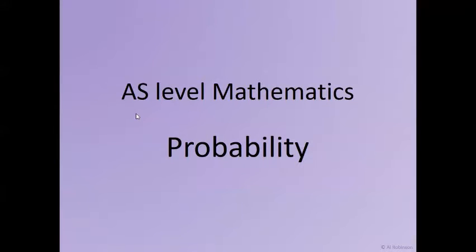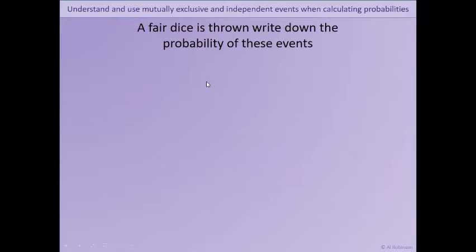Okay, so we're going to be looking at finding the probability of unions and complements and intersects. Hopefully this is going to be a nice recap of what we've already been doing in class. Okay, so a fair dice is thrown. Write down the probability of these events.